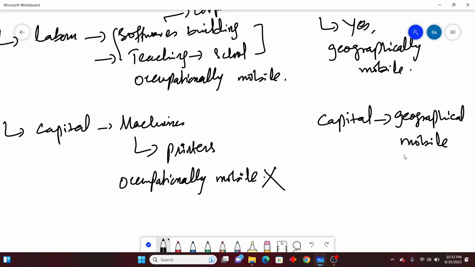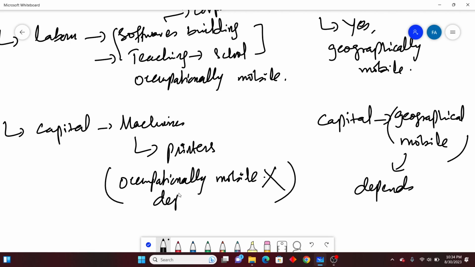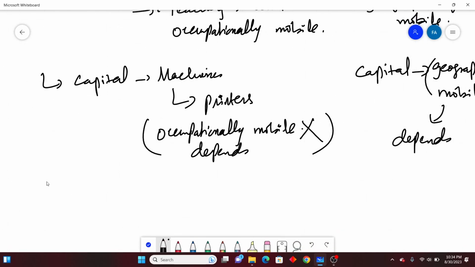Let's suppose it's a very huge thing, a machine which is very difficult to transport from one place to another place. Then it's very difficult. So again, with both occupational mobility and geographical mobility, it depends. We cannot establish that it's not possible. There's no fixed answer for that. It all depends. And the last thing is entrepreneur.